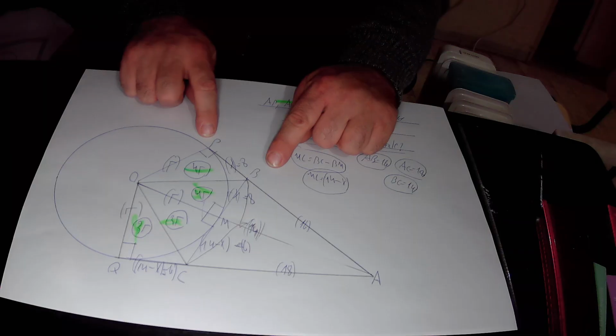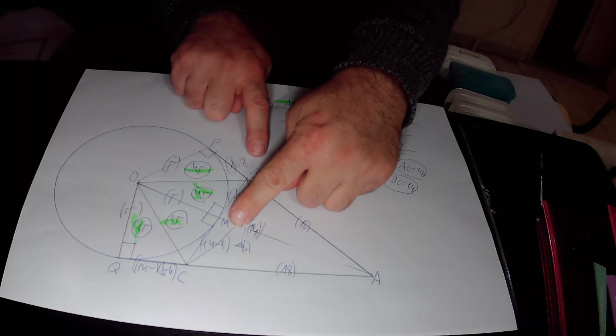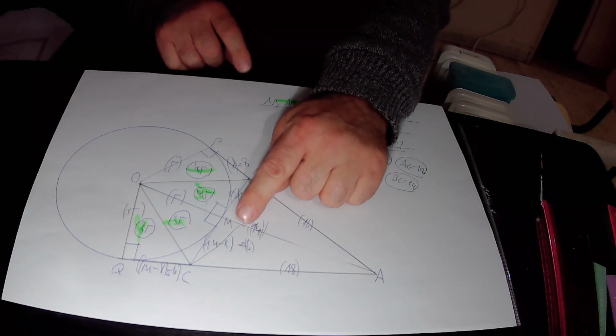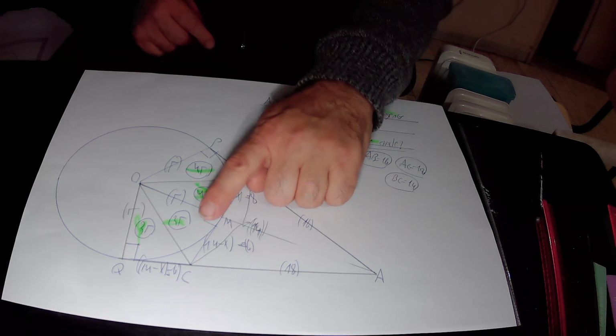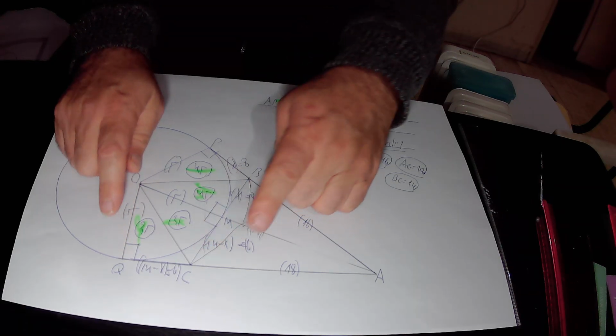PB equals X and X equals 8. Likewise, BM also equals X and X equals 8. Here, CM equals 14 minus X, that is to say it is 14 minus 8, that is 6. So MC equals 6. QC also equals 14 minus X, therefore it equals 6.